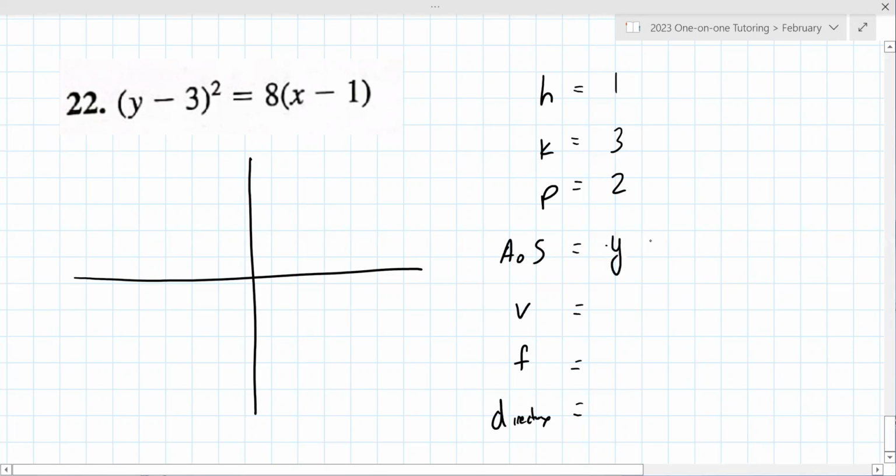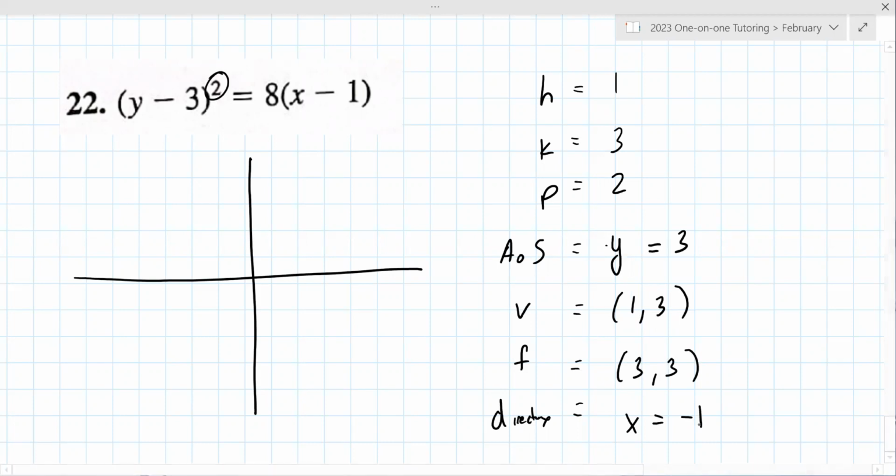Because it's a horizontal axis, because it's y squared, y equals k, which is 3. The vertex is h, k: 1 comma 3. The focus is h plus p comma k, which ends up being 3, 3. Directrix is h minus p, which is -1. Does that look good to you? 1, 3, 3, 3. Yeah.